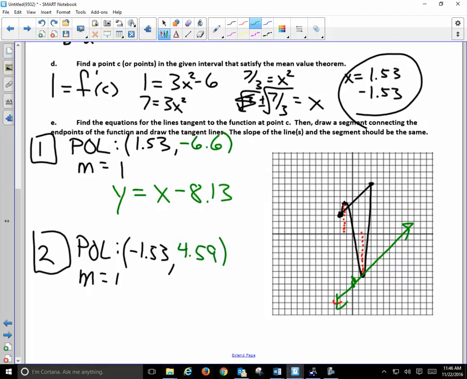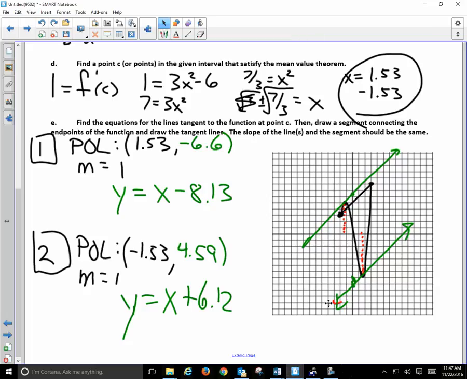4.59. And when you plug it in, you get y equals x plus 6.12. So we go up 6, 1, 2, 3, 4, 5, 6, and a little bit higher, and you draw a line with a slope of 1. Does it look like it touches tangent? Sure does. So that's what we've just done. We verified that there are, in fact, in this case, 2 spots within that interval that work out.